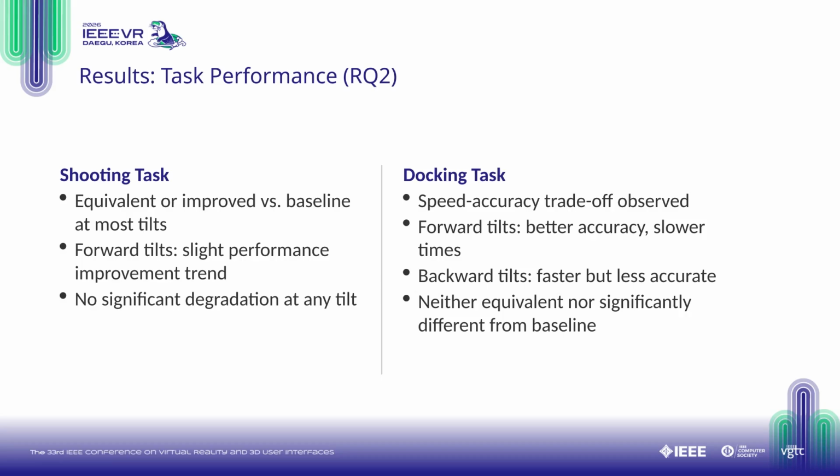The docking task was more nuanced. We observed a speed-accuracy trade-off. During forward tilts, participants were slightly more accurate but slower. During backward tilts, they were faster but less accurate. Neither the time nor accuracy differences reached statistical significance compared to baseline. So performance was affected but not systematically degraded.